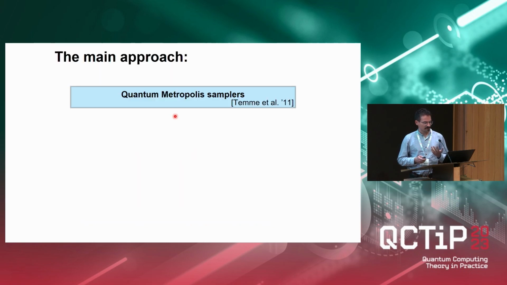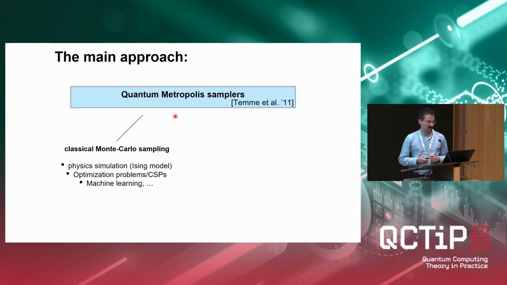And now I would like to quickly go through the main approach that we follow. This follows a line of research that was mainly started by Temme et al. a bit more than 10 years ago. They had this paper called Quantum Metropolis Sampling. And there they combined two powerful ideas. One is classical Monte Carlo sampling, which is a very common algorithm in practice.